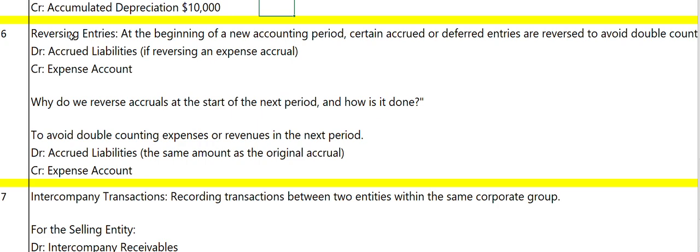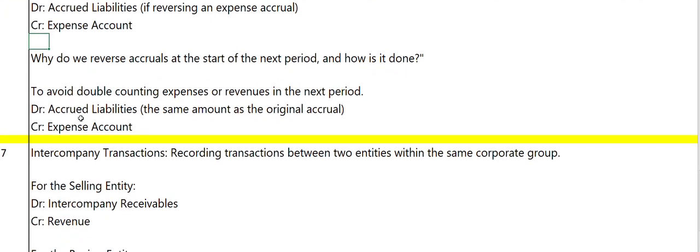The sixth one is reversing entries. At the beginning of a new accounting period, certain accrued or deferred entries are reversed to avoid double entry. For example, the entry would be accrued liability account debit to expense account. Why do we reverse accruals at the start of the next period and how is it done? To avoid double counting expenses or revenues in the next period, you have to pass an entry, accrued liabilities, the same amount as the original accrual, debit, to credit the expenses account.